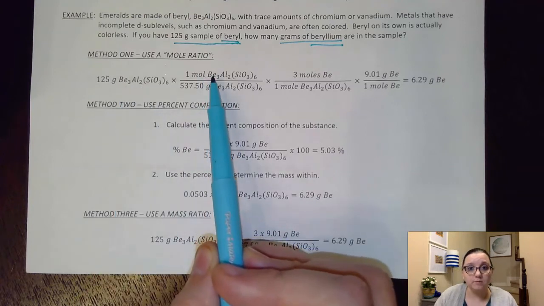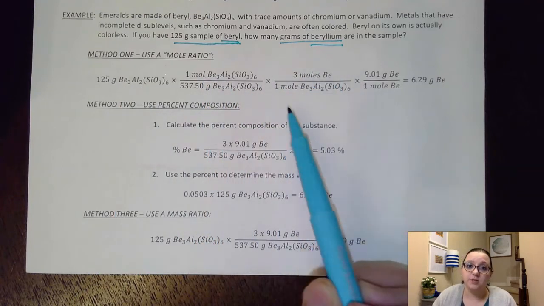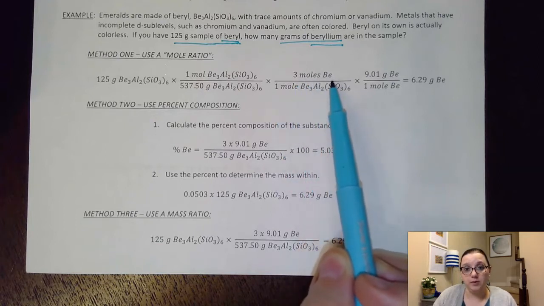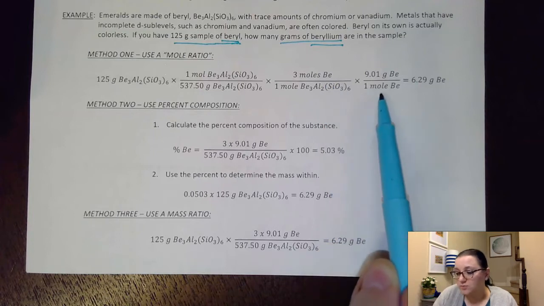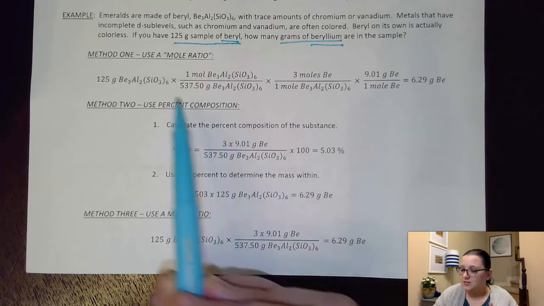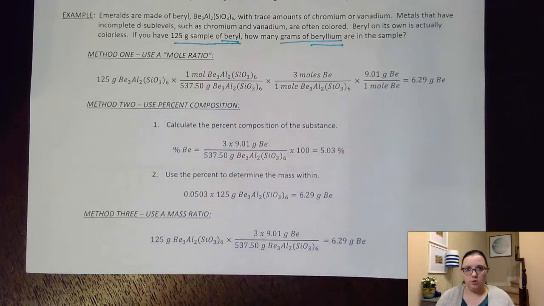To grams to mole conversion. And then here's where that mole ratio comes into play. 1 mole of the compound for every 3 moles of beryllium inside of it. And then they just took moles back into grams of the beryllium to get their answer. By the way, this is one way you could show your dimensional analysis. I'm going to show you 2 other ways.